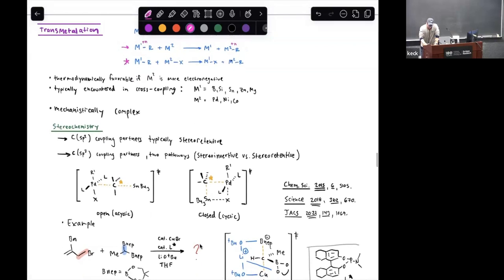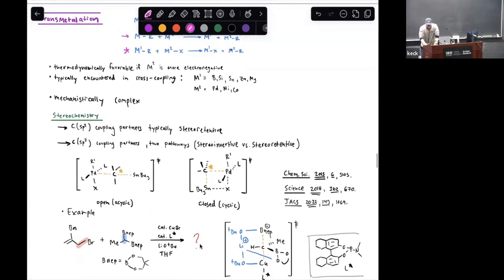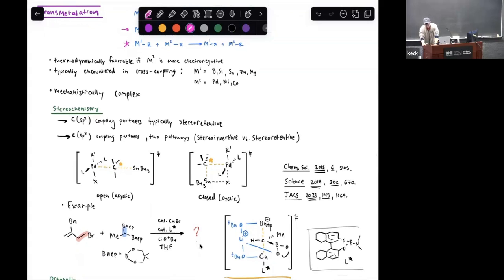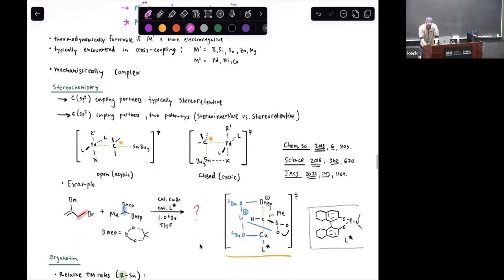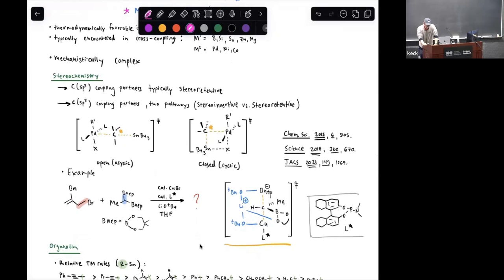This is mechanistically complex. It's one of these processes in science where people were happy to wave their hands. Suzuki coupling, cross couplings came online in the 1970s, and people were happy to wave their hands about this for the better part of 40 years. It was really only in the past decade where the community has really dug into some of the details of transmetallation and started isolating intermediates, characterizing them.